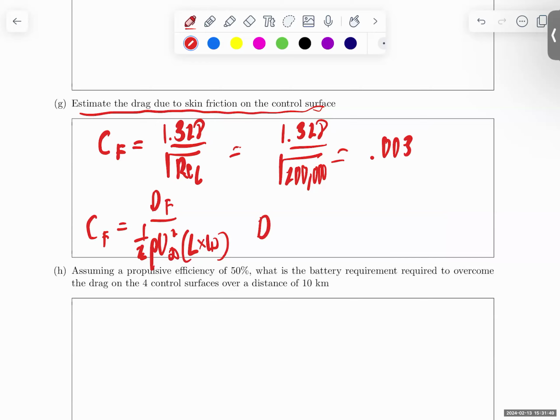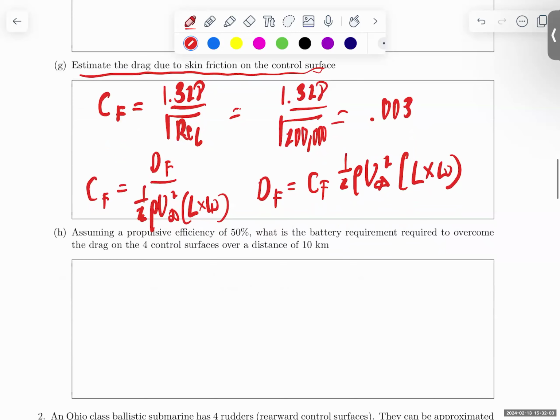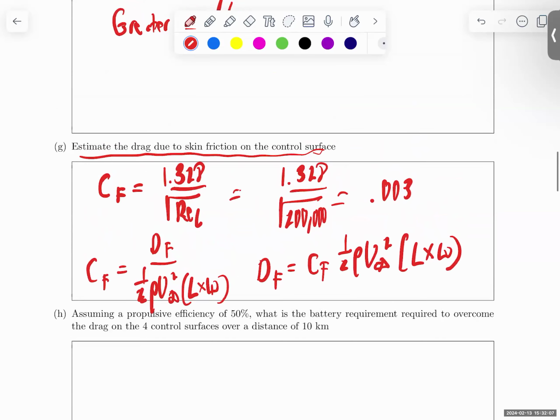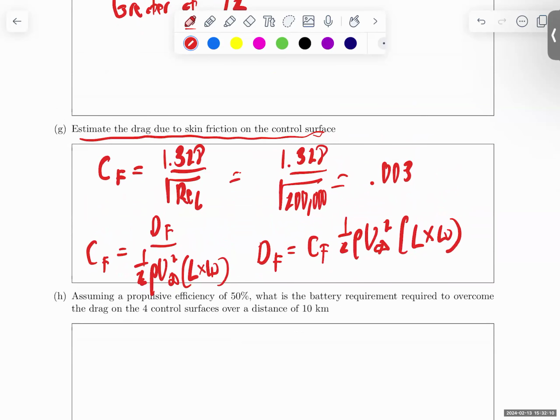And then we have DF equals CF times the dynamic pressure, rho U infinity squared, eventual drag, I should say, times L times W. So I can plug that in, but I really need one other factor because the flow is moving on both sides of the plate. So I need to multiply this by 2 because there's 2 sides of the plate in this case.